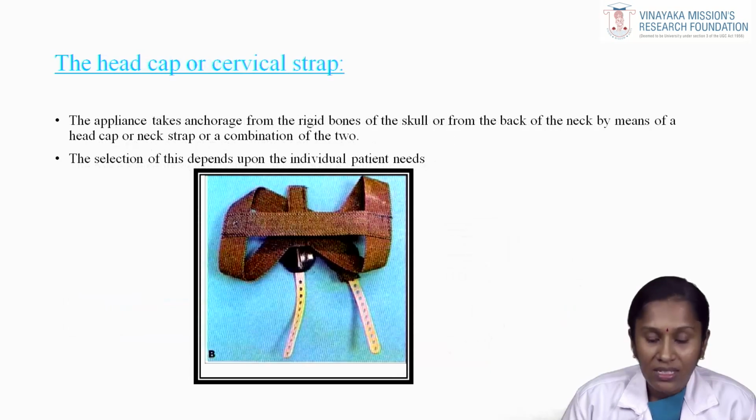The head cap or cervical strap: the appliance takes anchorage from the rigid bones of the skull or from the back of the neck by means of the head cap or neck strap or a combination of the two. The selection of this depends upon the individual patient needs.